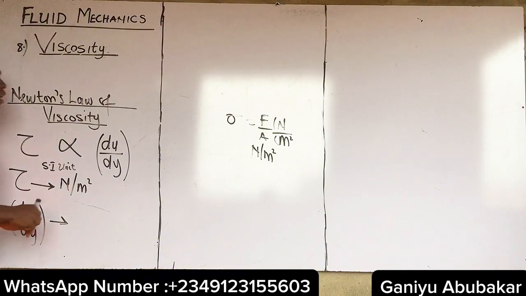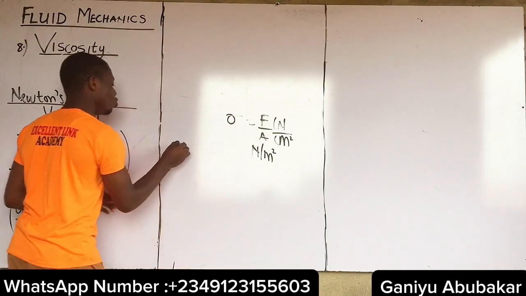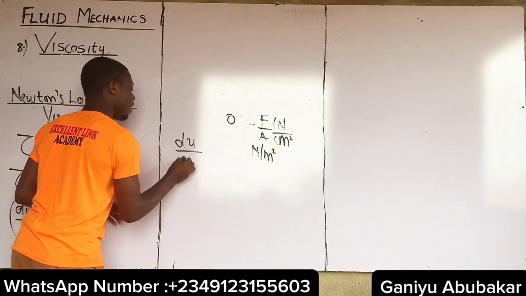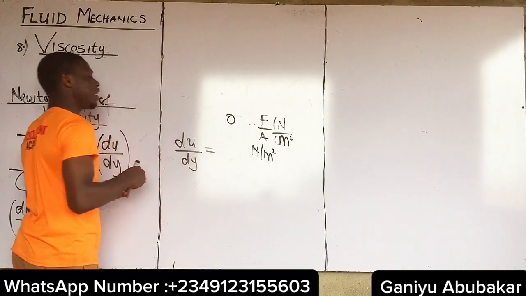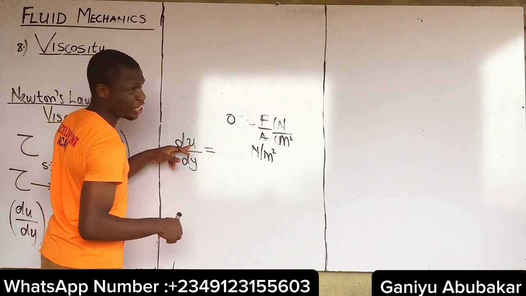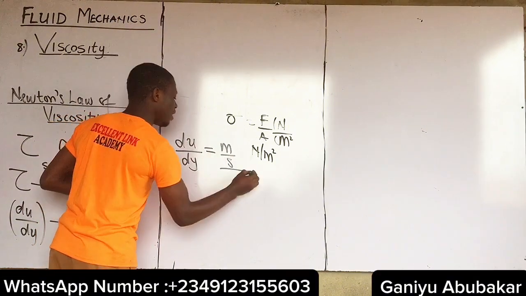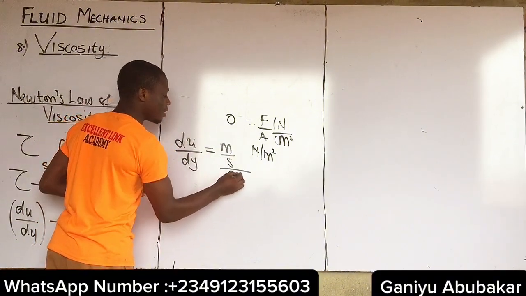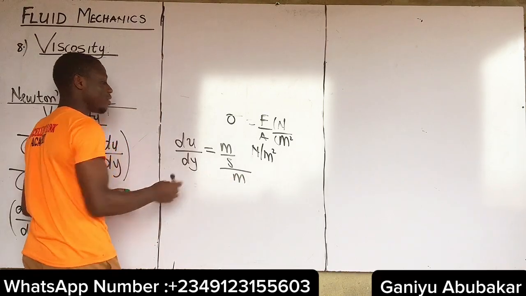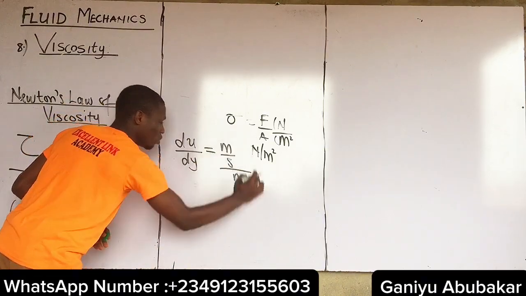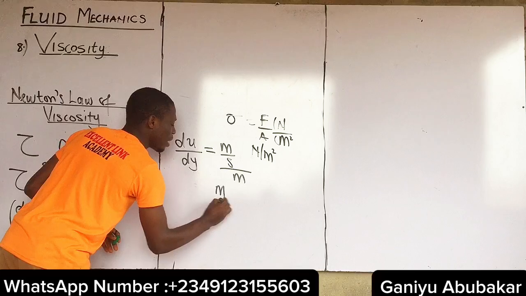Let's get the SI unit for the u over the y. We just said the u represents velocity, initial velocity, in meters per second, divided by the y in meters. Y is vertical distance, in meters. So mathematically, I'll be having meter over seconds.